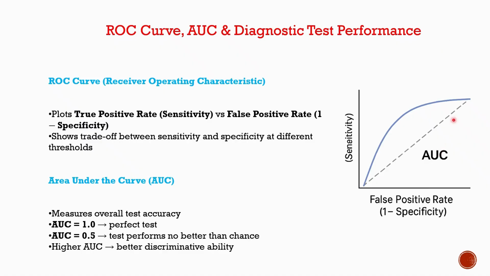And the area under the curve, AUC, summarizes the overall test performance. Closer to 1 is better. So AUC equal to 1 is a perfect test. AUC 0.5 means the test performs no better than chance. So the higher the AUC, the better the discriminative ability.